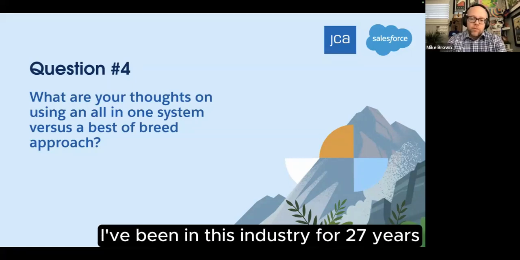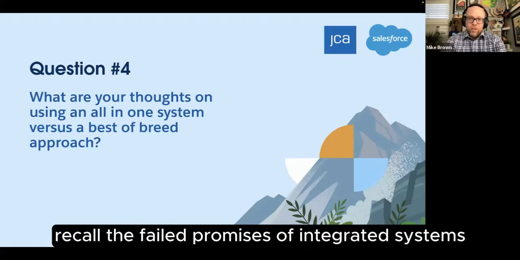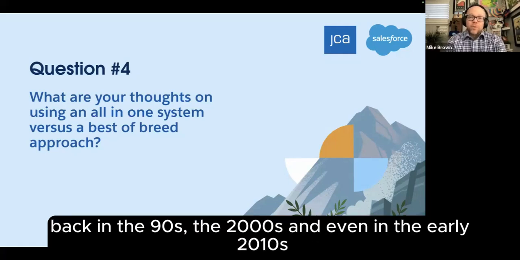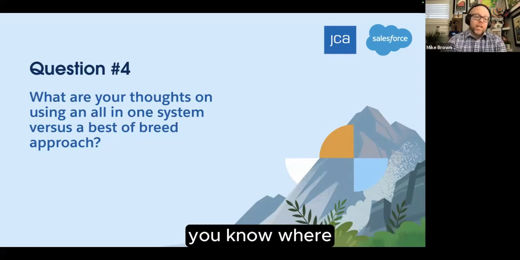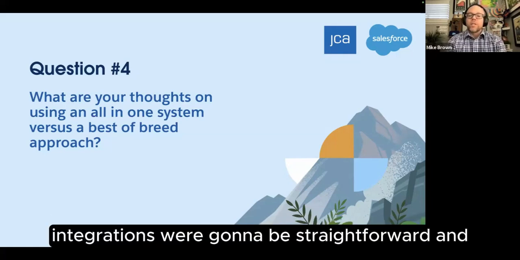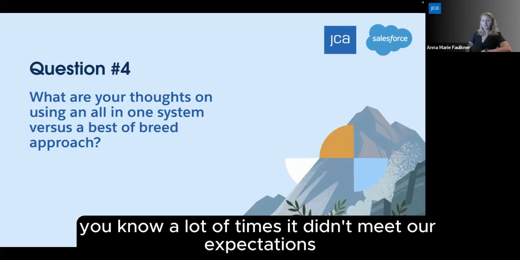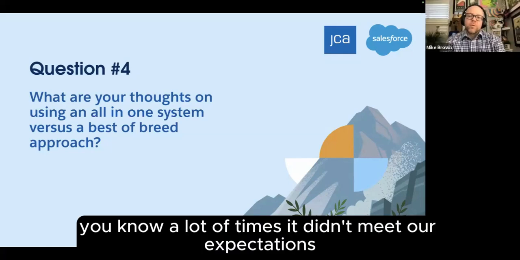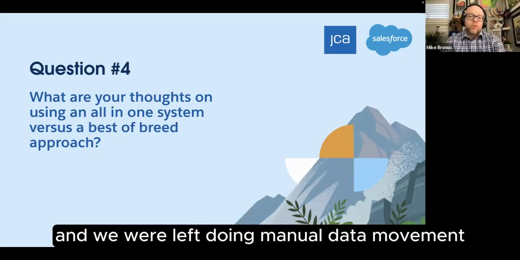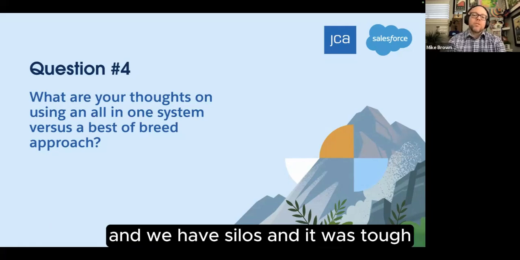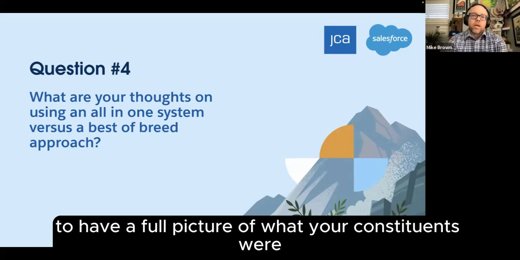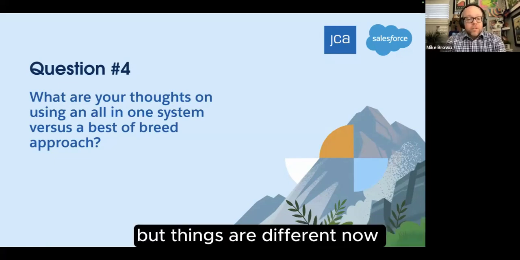I've been in this industry for 27 years, and I vividly recall the failed promises of integrated systems back in the 90s, the 2000s, and even in the early 2010s, where we all thought integrations were going to be straightforward. And a lot of times it didn't meet our expectations, and we were left doing manual data movement, and we had silos, and it was tough to have a full picture of what your constituents were doing. But things are different now.